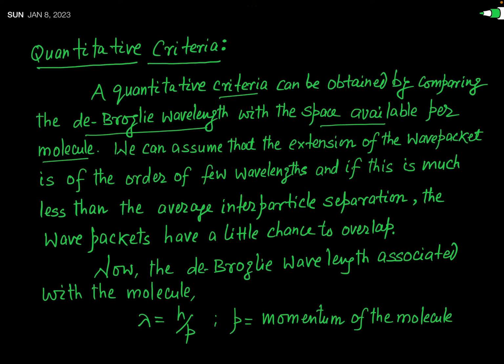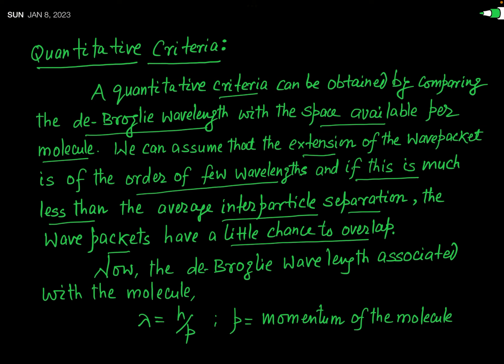So we consider that the extension of the wave packet is of the order of a few wavelengths, and if this is much less than the average interparticle separation, the wave packets have little chance to overlap. And only when the wave packets do not overlap can you say the particles are distinguishable. Whenever the wave packets overlap, the distinguishability will vanish and the particles will become indistinguishable. In that condition you can apply quantum statistics.